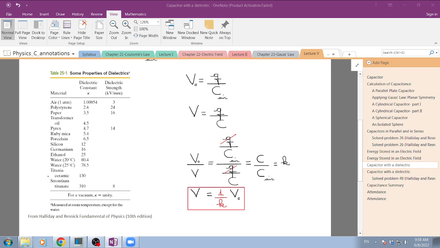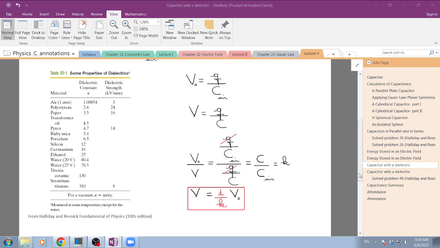I don't know what is the most popular dielectric for capacitors. Actually, if you guys know, please let me know. I'm not sure, but you have some very big values sometimes. Strontium titanate, what the hell is that? Strontium and titanium? No idea. How about you guys? We have some chemists in the class. If you guys know... no idea, not sure.